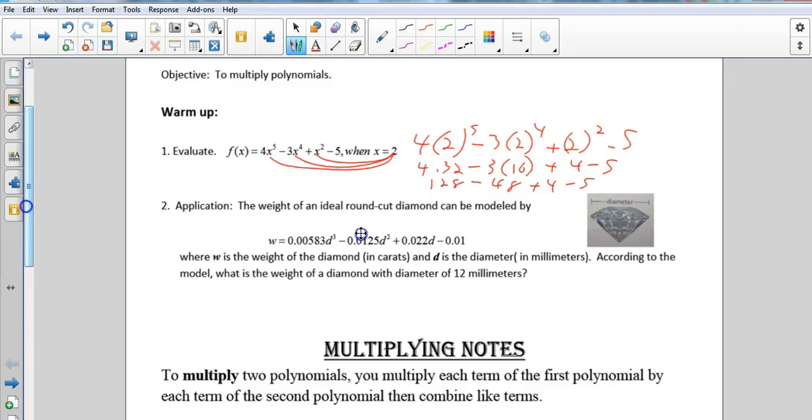And last step is to combine them all. So 128 minus 48 plus 4 minus 5 is, final answer of 79.